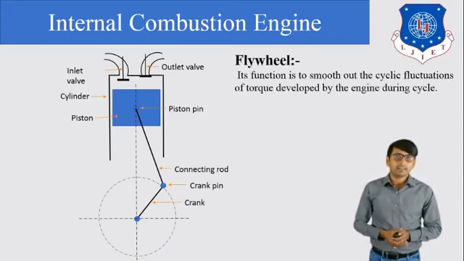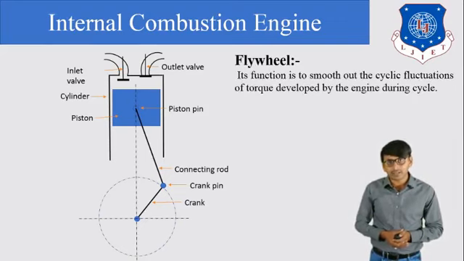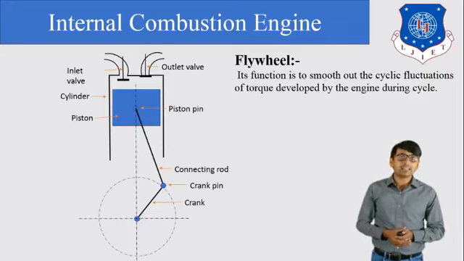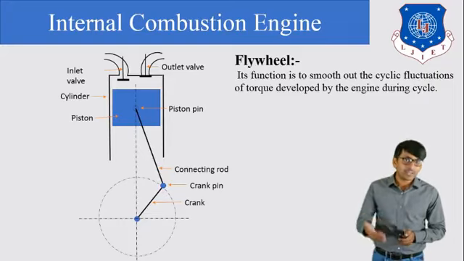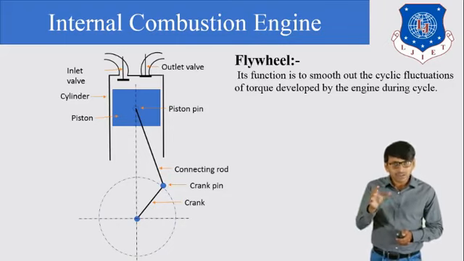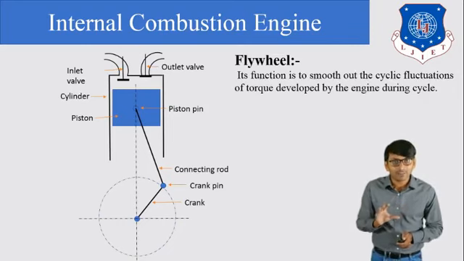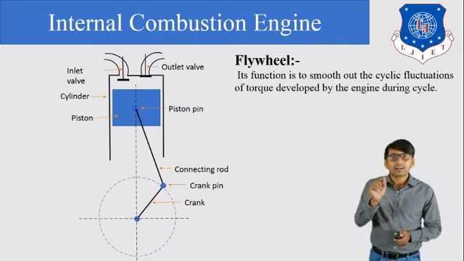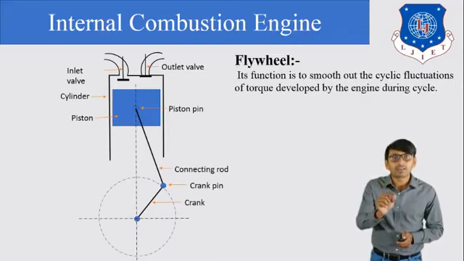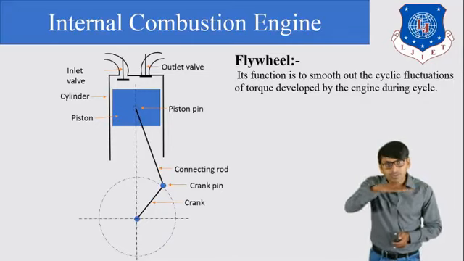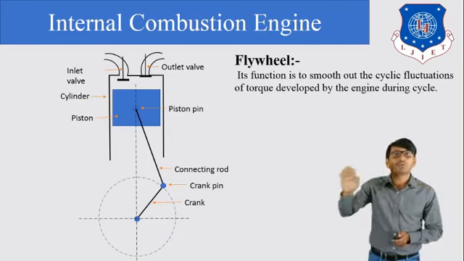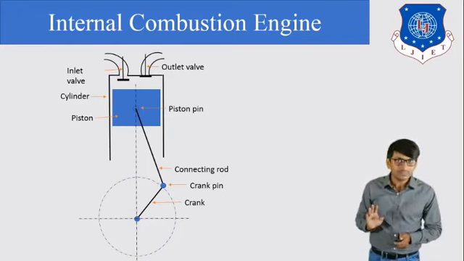Then the flywheel. Its function is to smooth out the cyclic fluctuation of torque developed by the engine during the cycle. During the cycle there is a fluctuation of torque: a high amount of torque produced, a low amount of torque produced during certain stages. So the flywheel controls this fluctuation of torque. It means it constantly produces the same amount of torque.